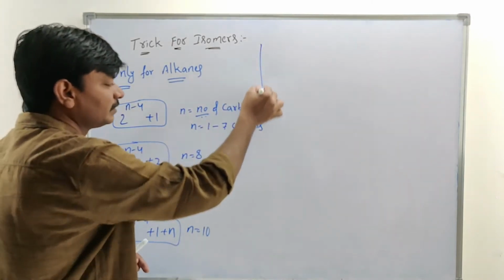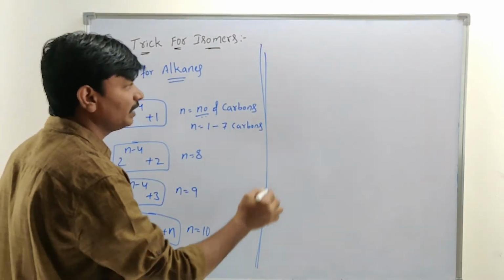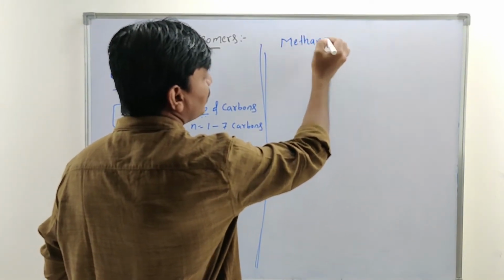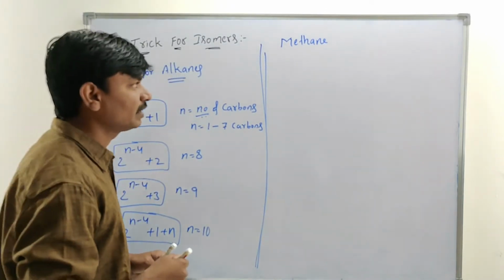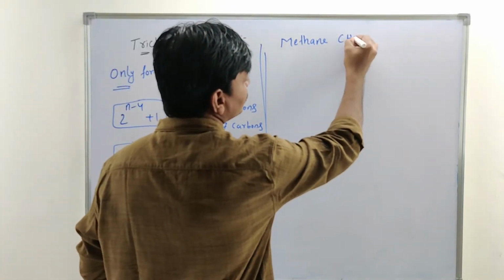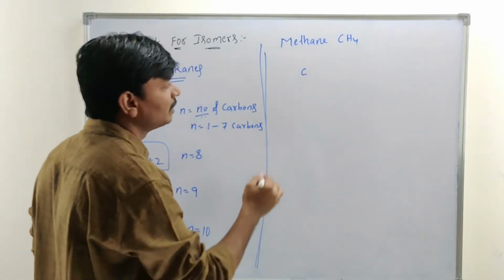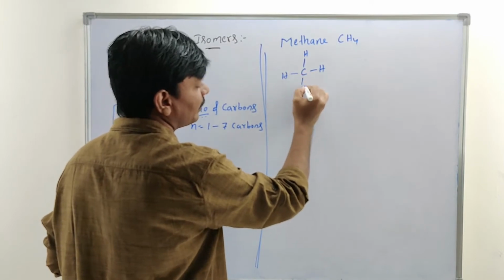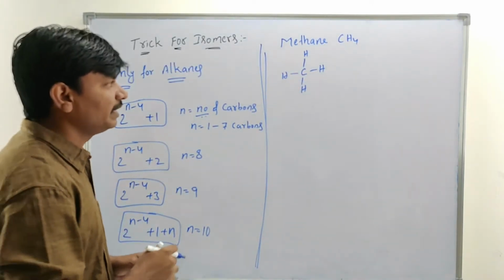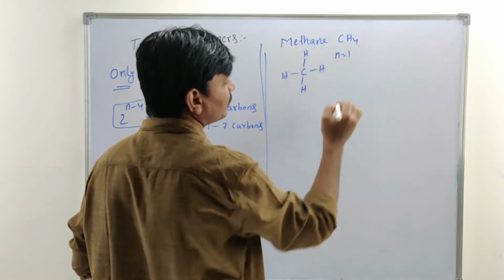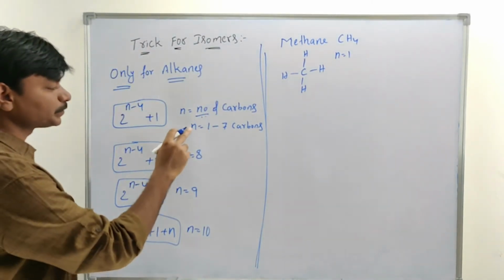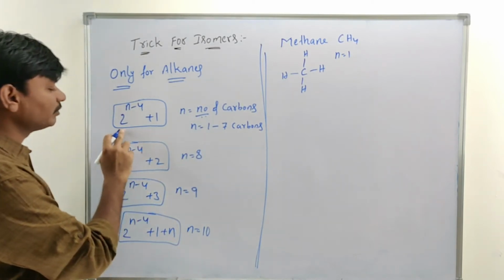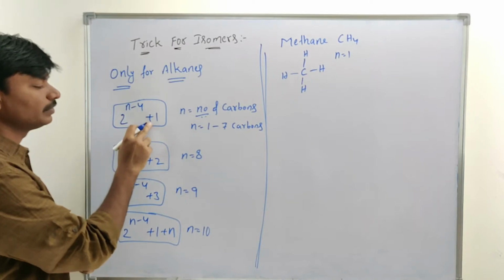Then examples. Here methane has only one carbon, that is CH4. CH4 means the central atom carbon has 4 bonds with hydrogen atoms. Clear? Here n equal to 1, which is in the range 1 to 7 carbons, so the number of isomers formula will be 2 power of n minus 4 plus 1.